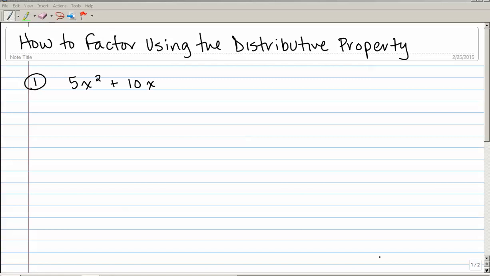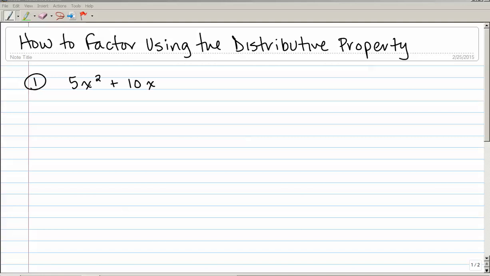Here's how to factor using the distributive property. Basically, what we want to do is break down the polynomial 5x squared plus 10x into two or more quantities that it multiplies to. In other words, what are the factors of this whole polynomial? If I were to multiply, what would I have to multiply to get this? So it's basically the distributive property in reverse.